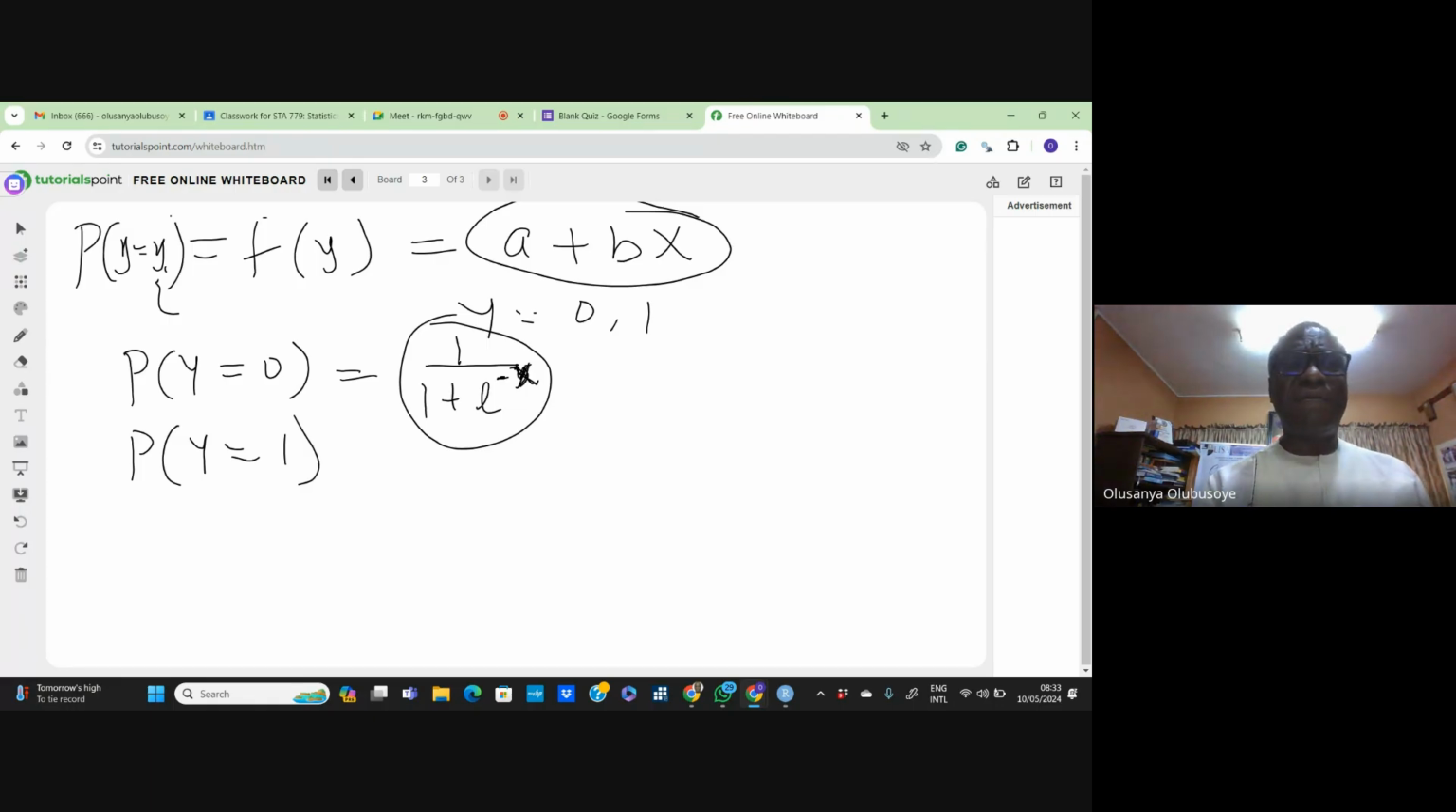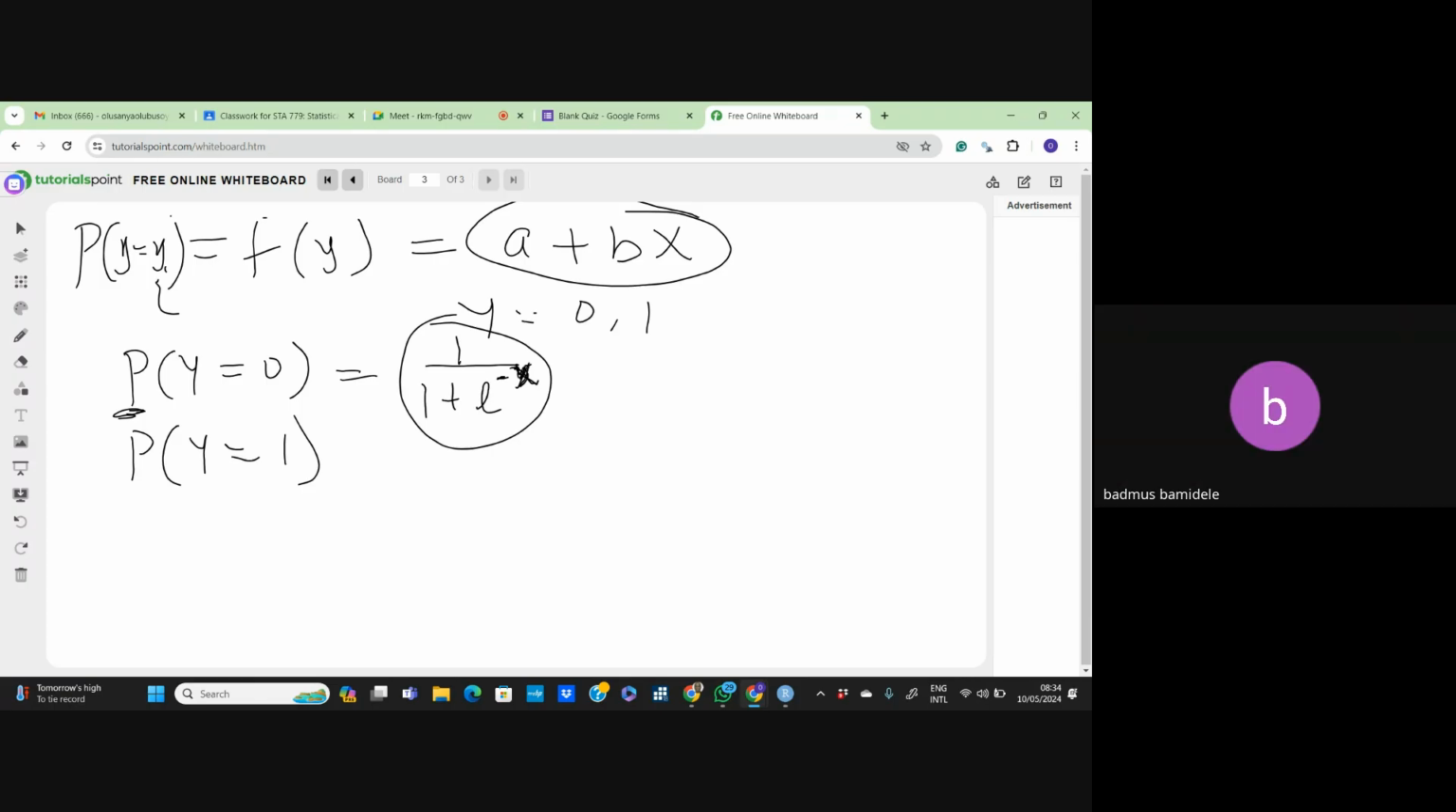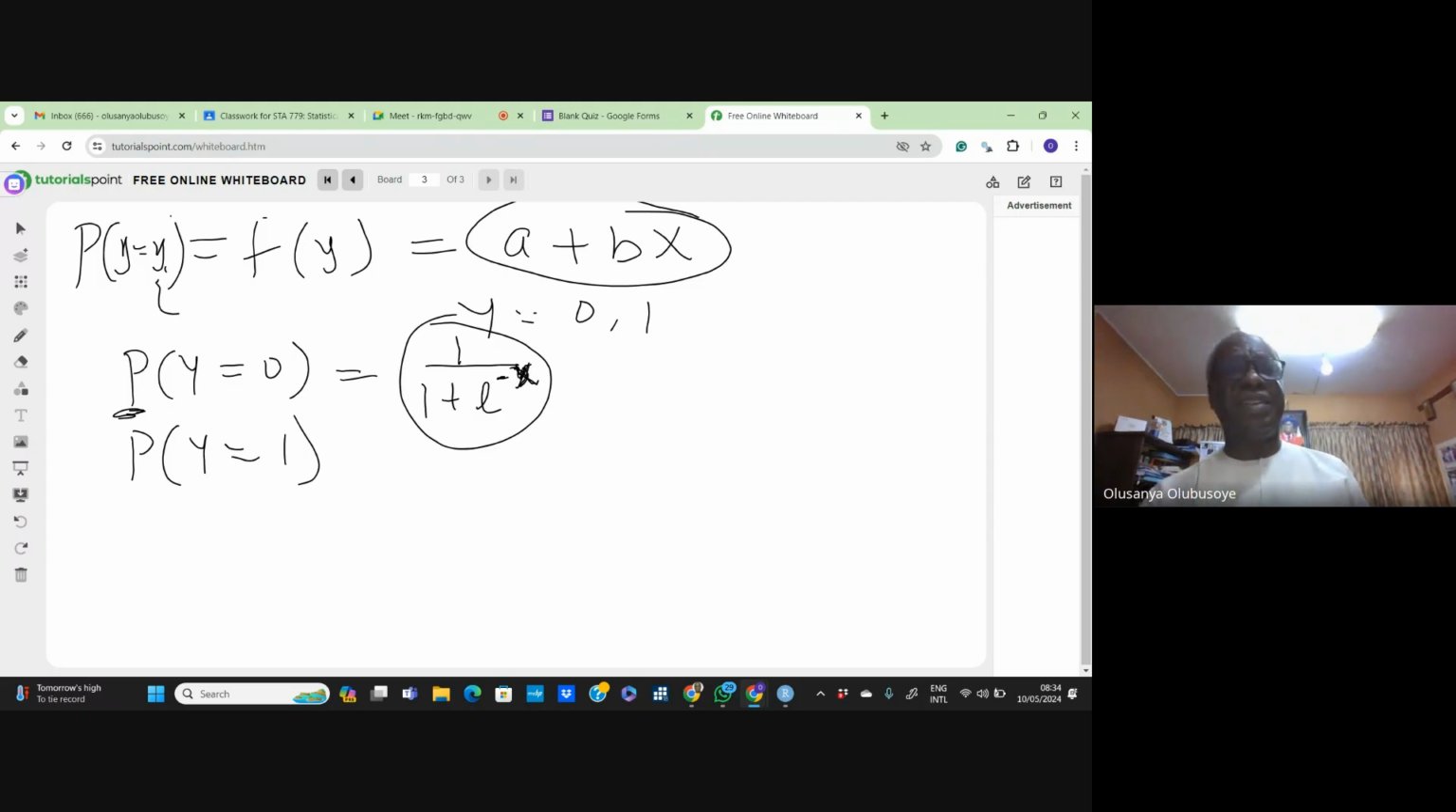So this function, in a way, constrains this expression to lie between the values of 0 and 1, because you are talking of probability now. I don't know if that answers your question. The point now is that we are talking of different functions.